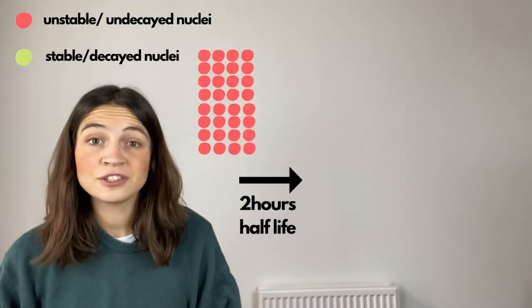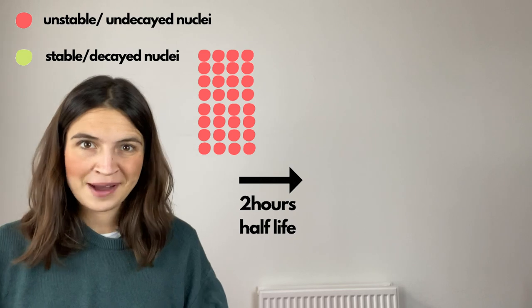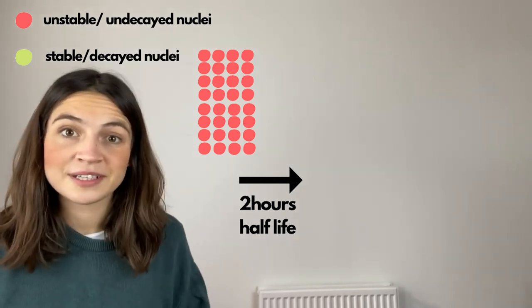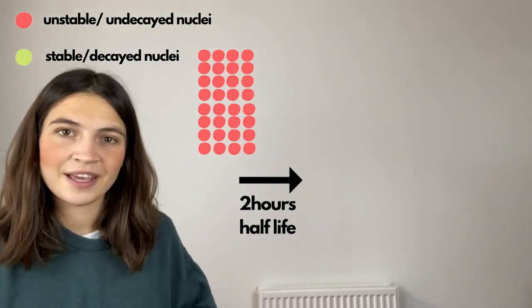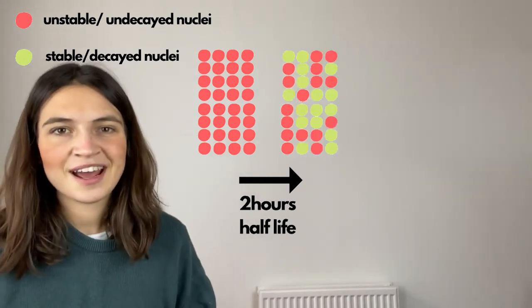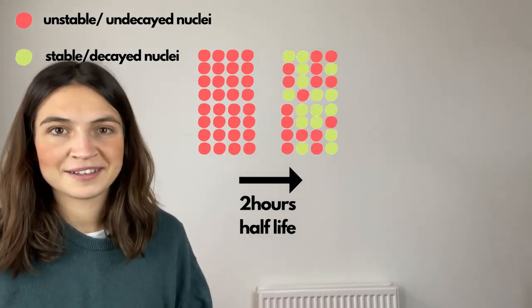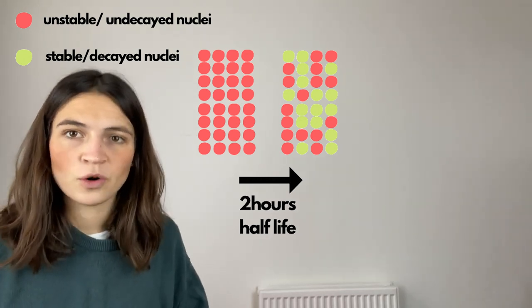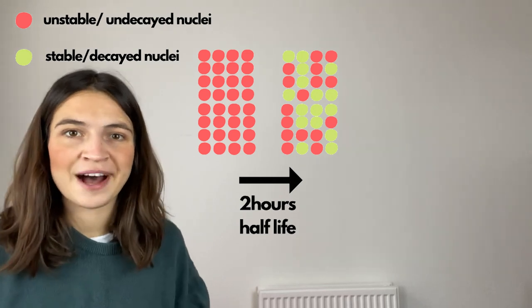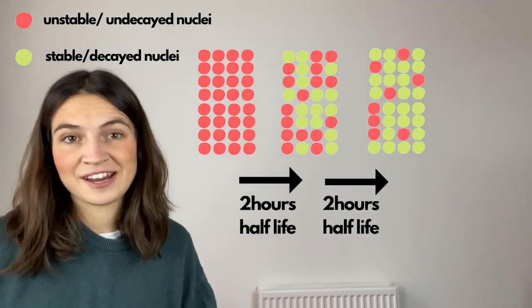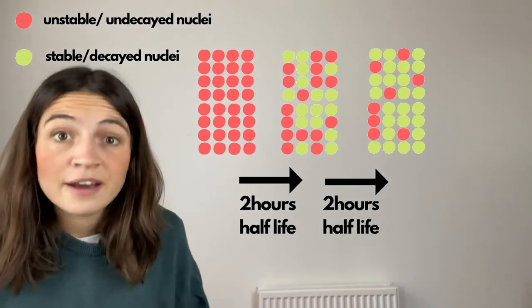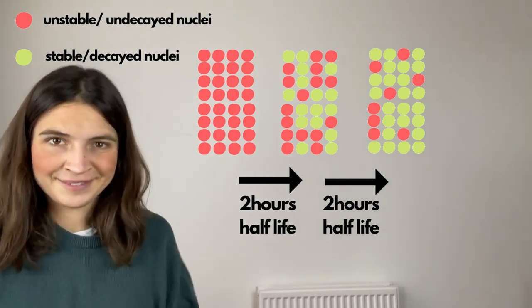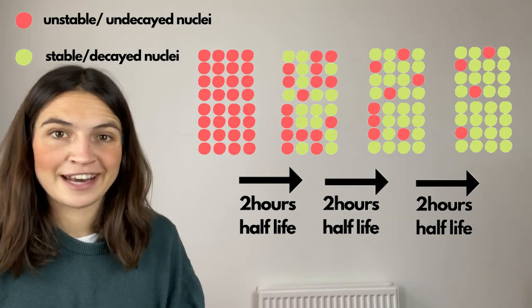Imagine you had 32 unstable nuclei. And let's say these nuclei have a half-life of 2 hours. That means that when 2 hours have passed, there will be 16 undecayed nuclei remaining. Now you've got 16 of them left. If you let another 2 hours pass, or another half-life, you will have 8 undecayed nuclei left. Then if you let another 2 hours go by, you will have 4 undecayed nuclei left.